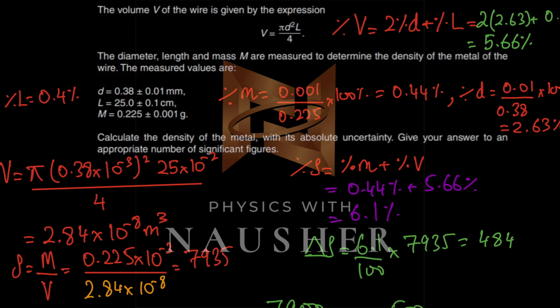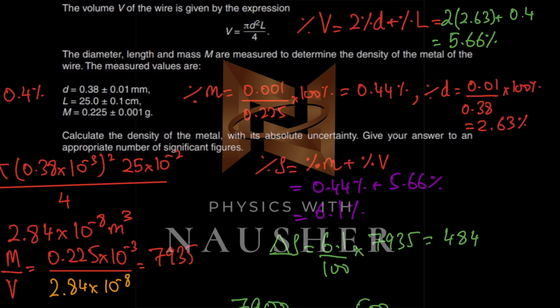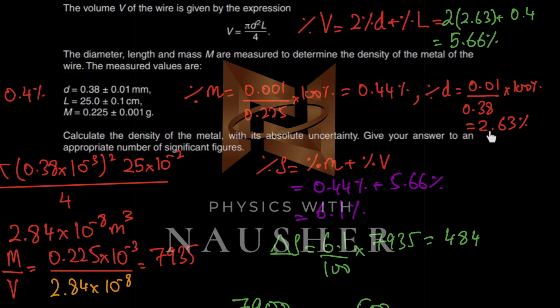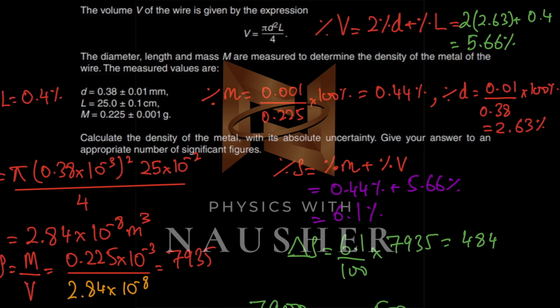Now, how do we calculate percentage D? Percentage D is calculated by doing 0.01 over 0.38 into 100%, which gives you 2.63%. And then how do you calculate percentage L? Percentage L is simple. You divide 0.1 by 25 into 100, you get 0.4%. So how do you get percentage error in the volume?